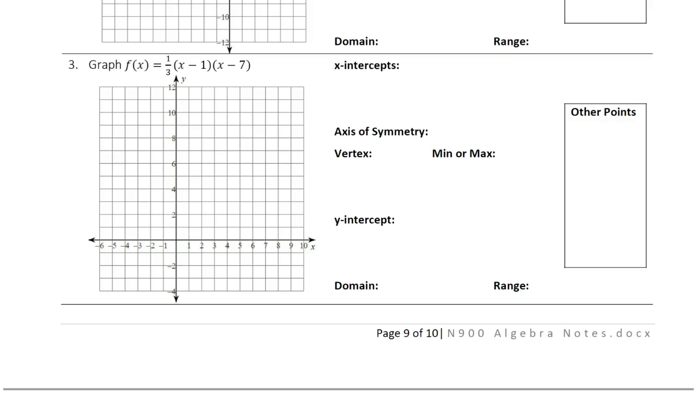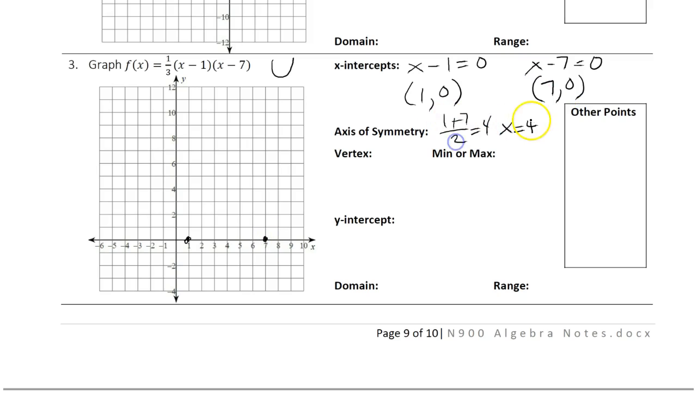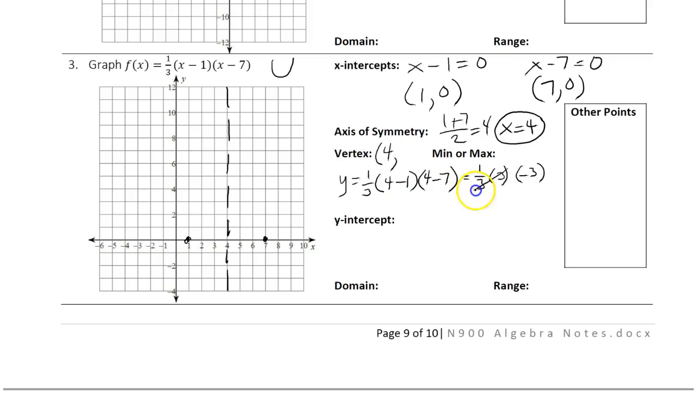Now that you have tried it, check your work. A is positive, so the parabola opens upwards. The x-intercepts are 1 and 7. The axis of symmetry is x equals 4. Plug in x equals 4 to find the vertex. The vertex is (4, -3). The minimum then is y equals -3.